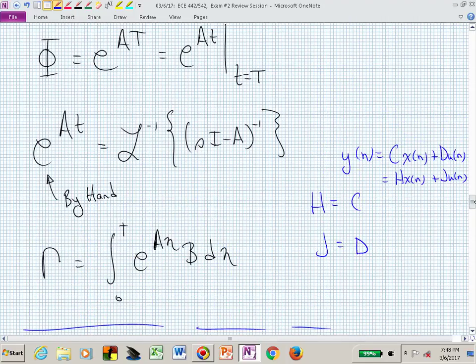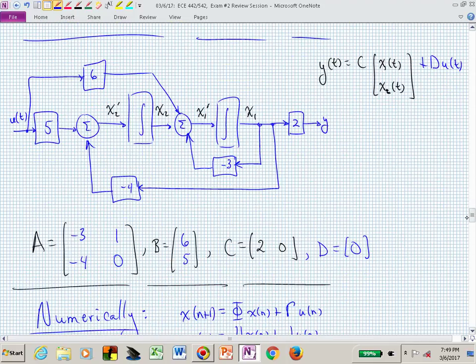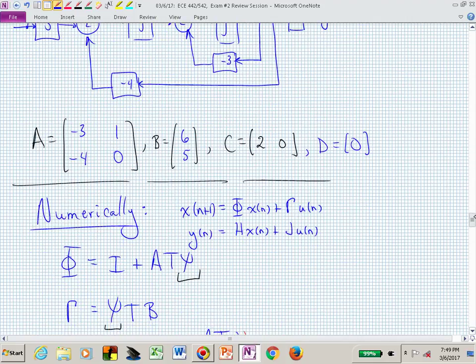But not only can we do it with exact expressions for phi and gamma, we can also numerically compute phi and gamma, and in practice, that's probably what you would do. If you had a fifth order system, you probably wouldn't want to be symbolically inverting a 5 by 5 sI minus A matrix and inverse Laplace transforming 25 expressions. You would probably say, forget that, let me start with an A matrix. I have that, that's minus 3, 1, minus 4, 0, that's 2 by 2.